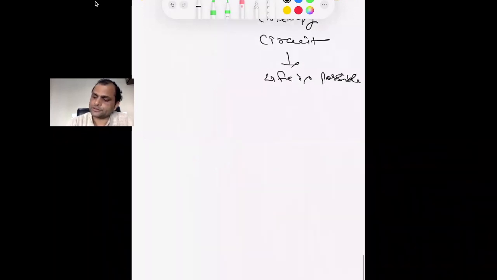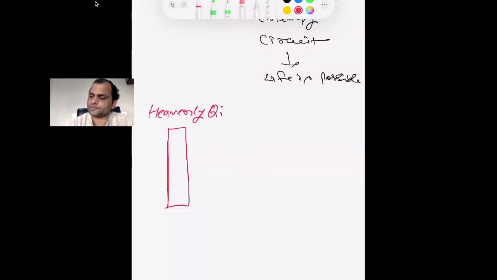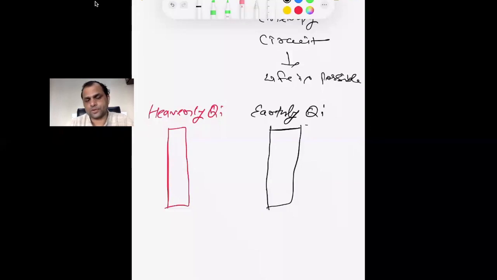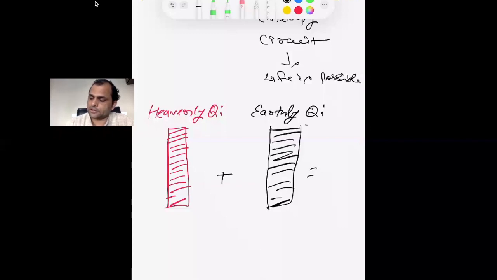Suppose this much heaven energy is coming. The energy that is coming from the heaven, we call heavenly energy, heavenly chi. And the energy that is coming from the earth, we call earthly energy, earthly chi. If the amount of heavenly energy and earthly energy is equal, then both together bring balance in the human body. So we say it is a balanced state of health.